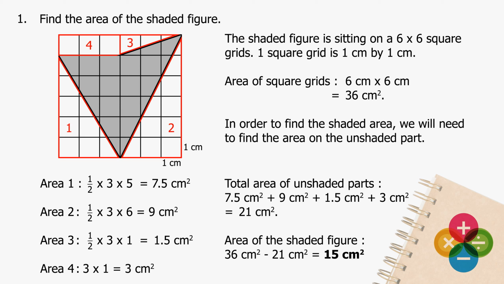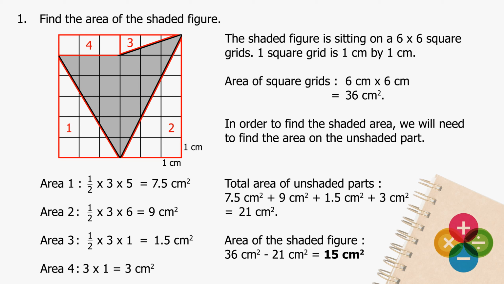Area 1 will be multiply 1/2 by 3 and by 5, and the product is 7.5 square centimeters. Area 2 will be multiply 1/2 by 3 and by 6, and the product is 9 square centimeters. Area 3 will be multiply 1/2 by 3 and by 1, and the product is 1.5 square centimeters. Area 4 will be multiply 3 by 1, and the product is 3 square centimeters.